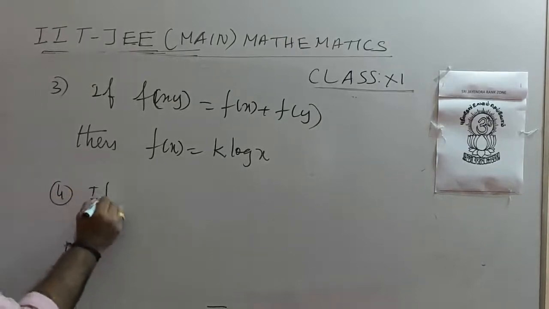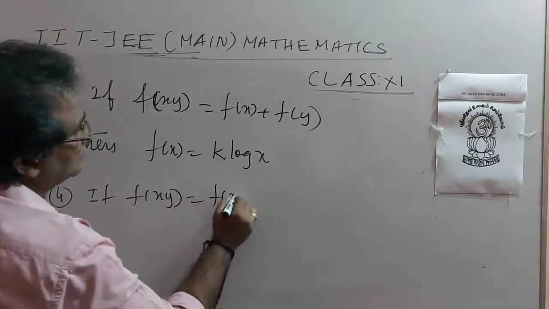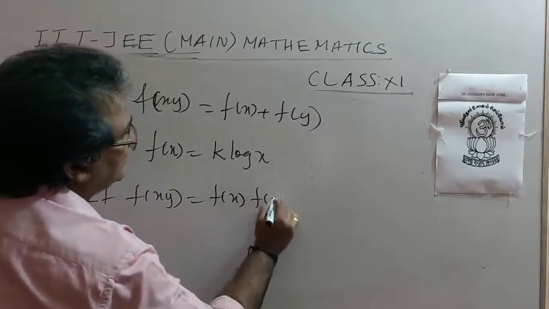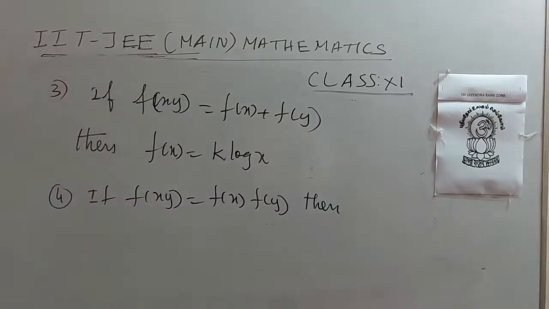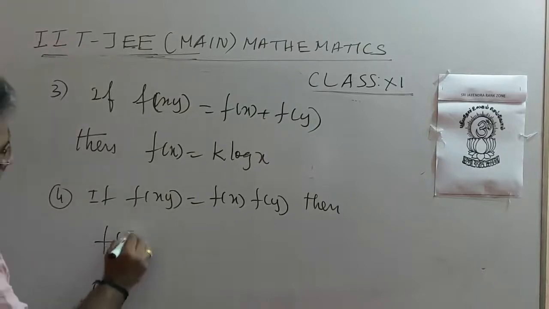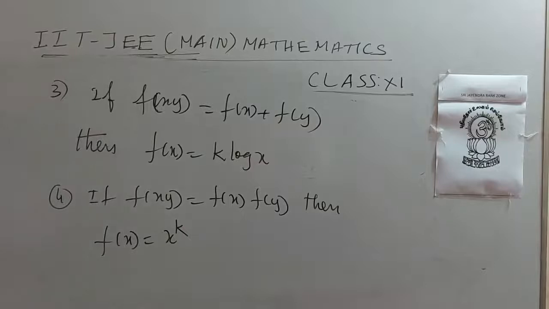If f(xy) = f(x) into f(y), then f(x) = x^k.